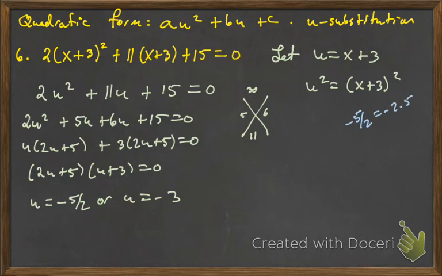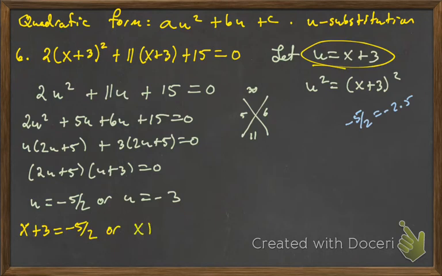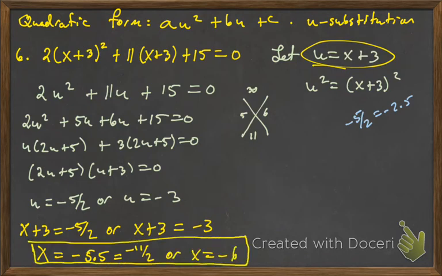Okay, so in this problem we're using u to help make the problem a little bit simpler. So at the end of the day, we don't want u equals, we want x equals. So what we're going to do now is replace the letter u with what it was equal to, and that's x plus 3. So x plus 3 is equal to negative 5 halves, or x plus 3 is equal to negative 3. Both equations you'll solve by subtracting 3, so x is going to be equal to negative 5.5, or that would be the same thing as negative 11 over 2, or x is equal to negative 6. So those would be your two answers.